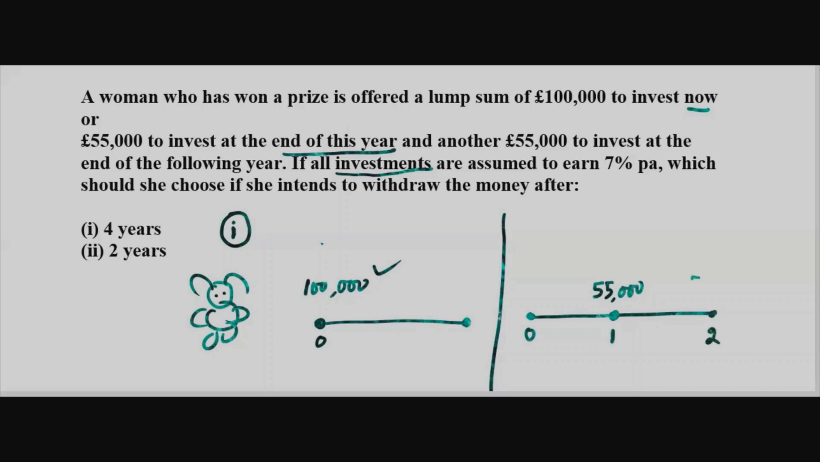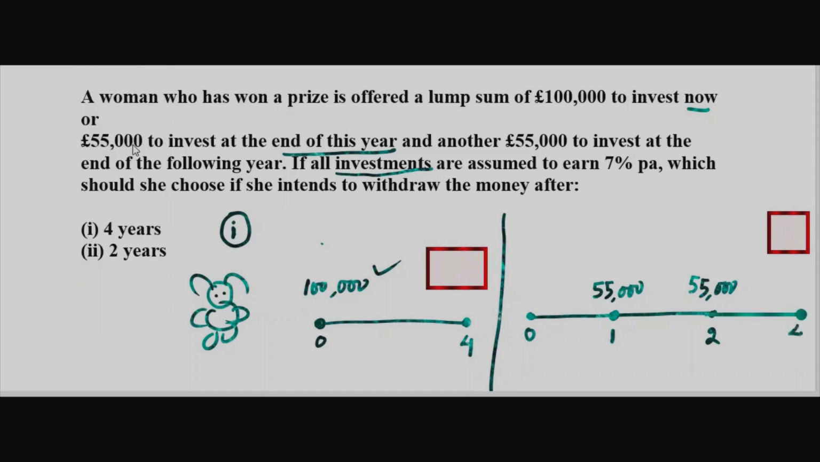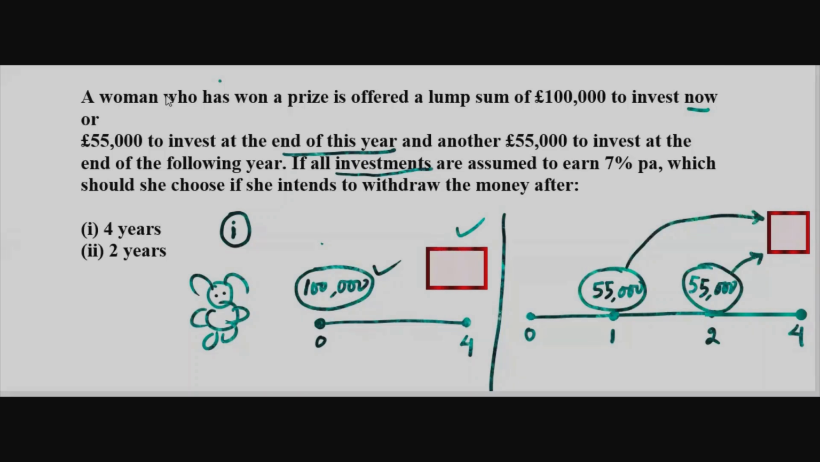So which one is better? After winning the lottery, she is given two options. She needs money only after 4 years. That means you need to find the accumulated value of this one after 4 years, and of these two payments after 4 years. So you have to see which one is greater. Let's make it simple.